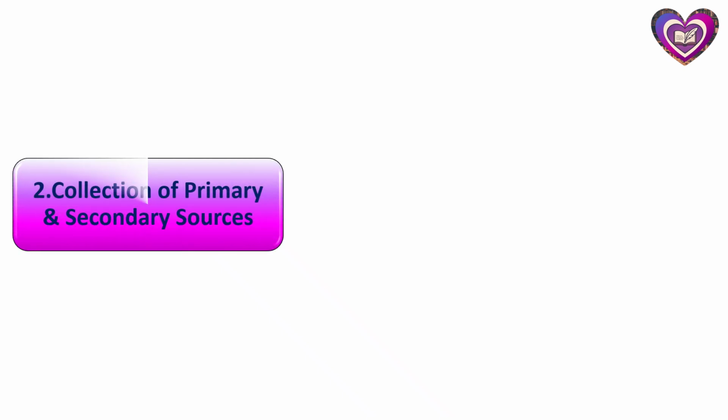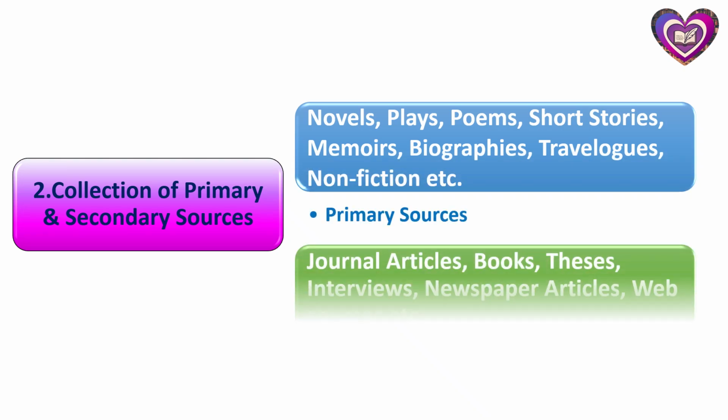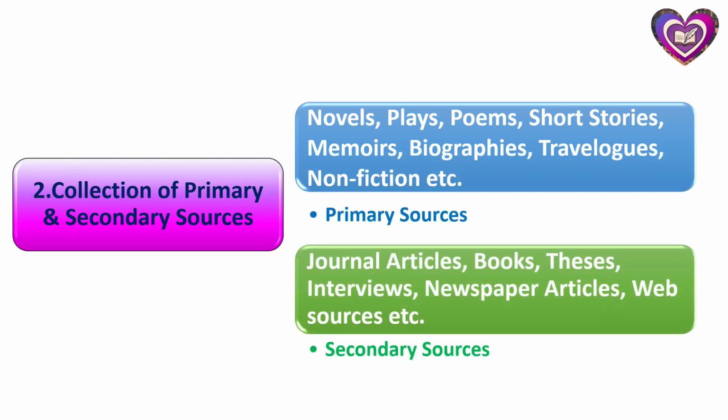Collection of primary and secondary sources. Primary texts include the novels, plays, poems, short stories, memoirs, biographies, travelogues, non-fiction, etc. you are analyzing. We shall buy primary books from bookstores, online shopping, or borrowing books from libraries. Secondary sources: journal articles, books, theses, interviews, newspaper articles, web sources, etc.